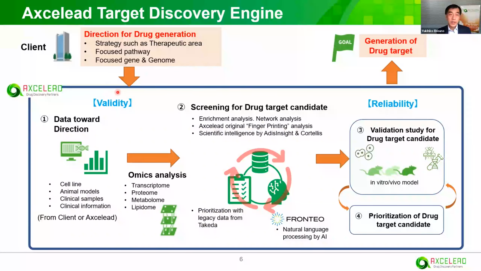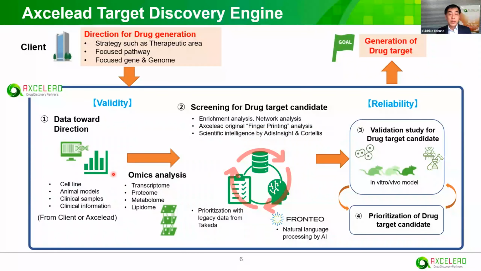The starting point is the direction for drug generation. For example, maybe the client has a strategy such as a therapeutic area, or maybe the client has a focused pathway or focused gene on the genome. So we receive some data from the client and perform omics analysis using transcriptome, proteome, metabolome and lipidomics. Data from the client includes cell line data, animal data or clinical data.